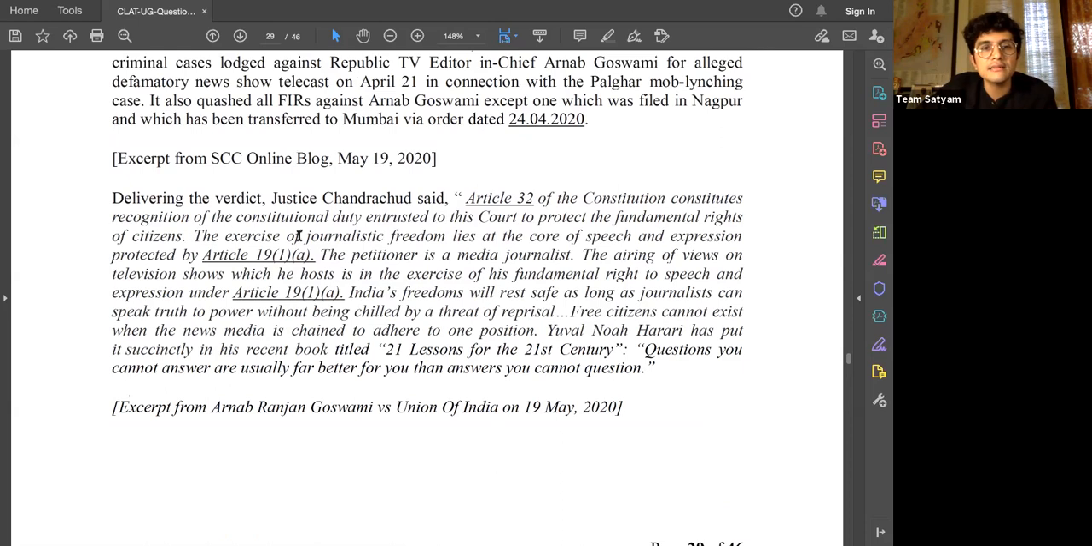It states that the exercise of journalistic freedom lies at the core of speech and expression protected by Article 19(1)(a). Airing of views which he hosts is in the exercise of fundamental right to speech and expression under Article 19(1)(a). India's freedoms will rest safe as long as journalists can speak truth to power. And then you have the quote which is asked in the question.